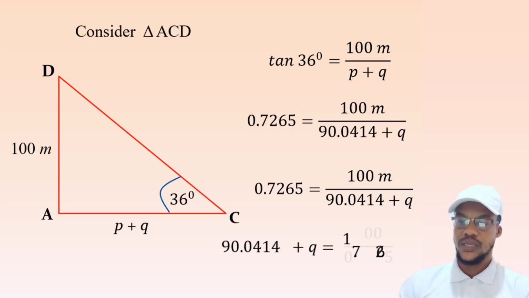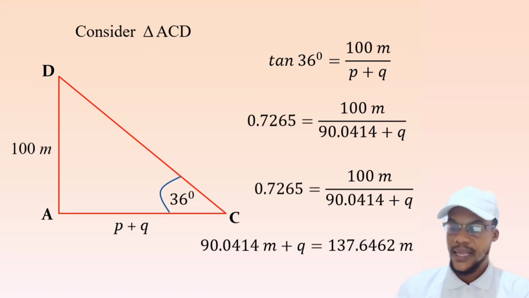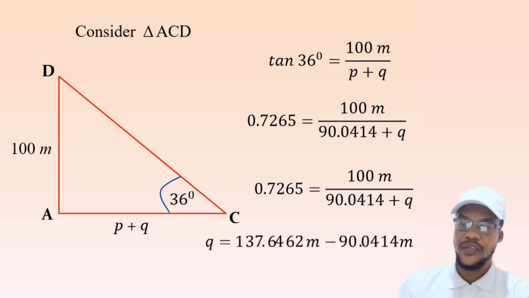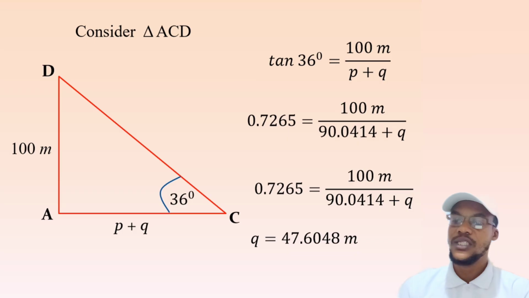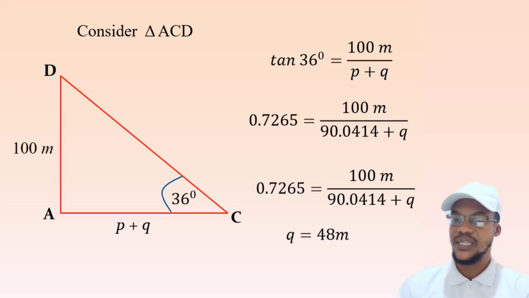So we do a simple algebraic expression like this. We group like terms, and then we find our Q. In that case, our Q now becomes 47.6048 meters. But remember the question said we should correct to the nearest meter. So it's just a matter of correcting to the nearest whole number. In that case, Q is equal to 48 meters. And that answers all.